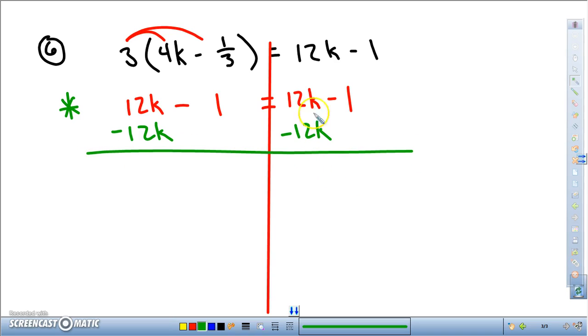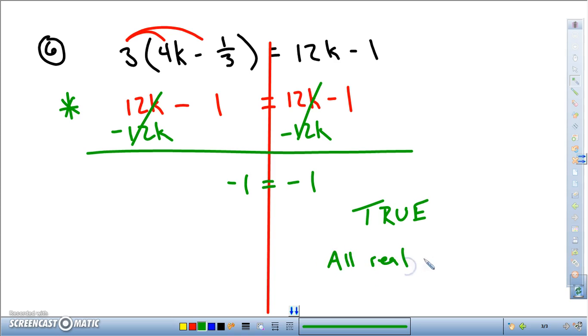Pick one of the variables to get rid of, and what's going to happen there is it's going to cancel that on both sides. The -1 comes down, the -1 comes down. This is a true statement, which means it does not matter what I plug in, I'm always going to get a true statement. So all real numbers for your solution here.